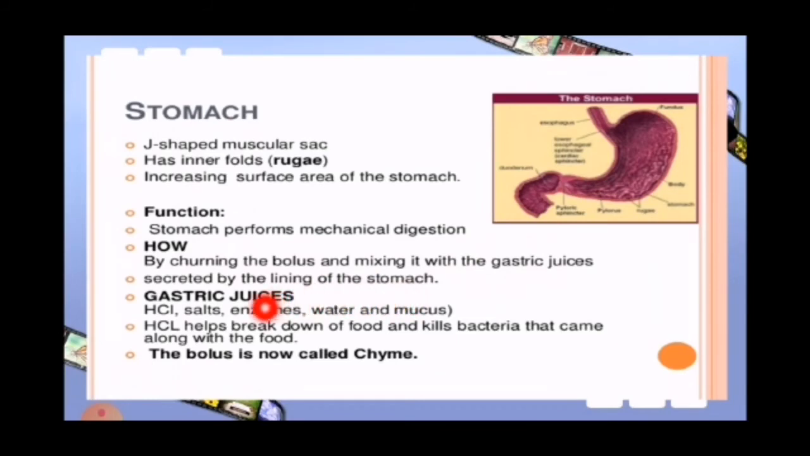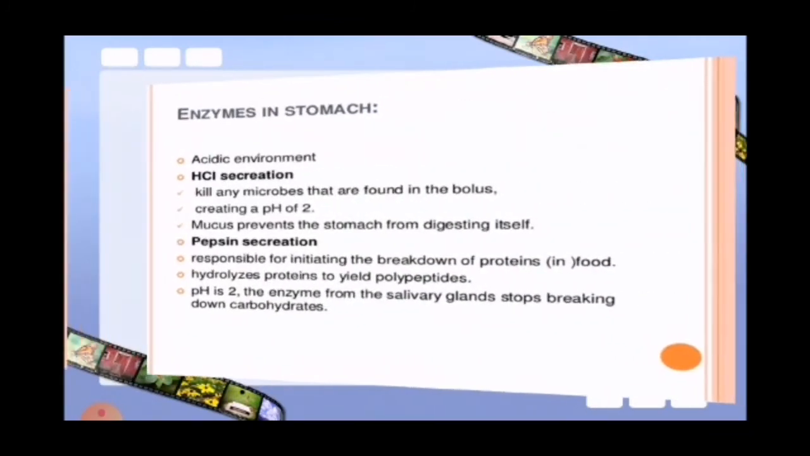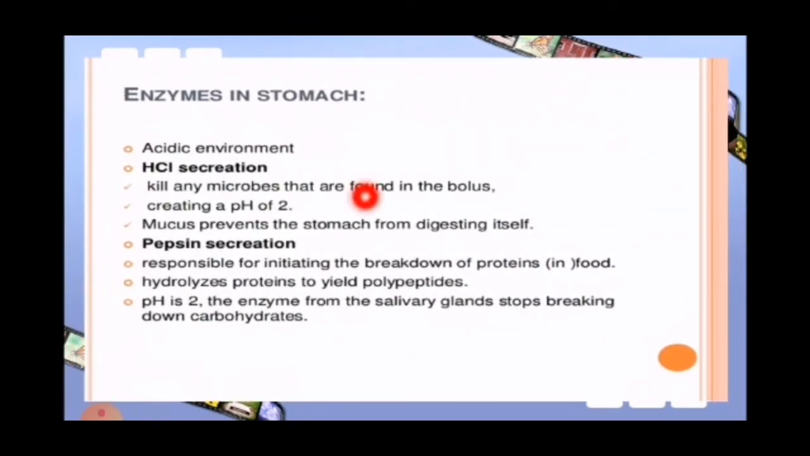Then what are the gastric juices? What is the chemical composition of gastric juices? It contains HCl, salts, enzymes, water, and mucus. HCl breaks down the food and the bacteria that come along with the food, and the bolus is now called chyme. The first thing you must remember is that the bolus that is present in the mouth is called bolus. Once the bolus enters the stomach, it is called chyme, because chyme is just like a soupy liquid.